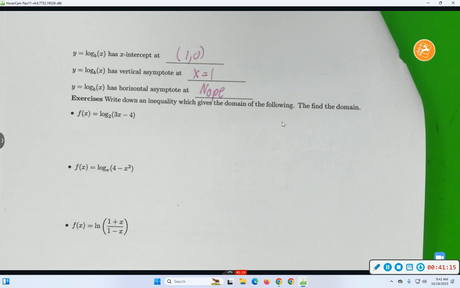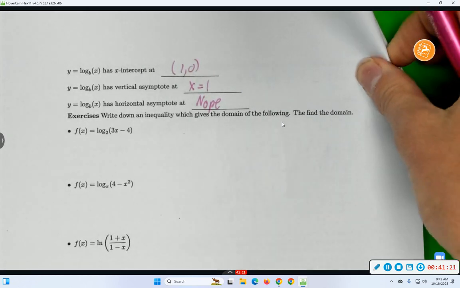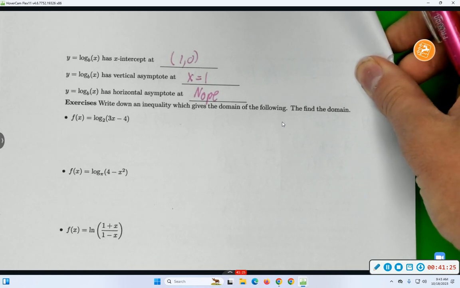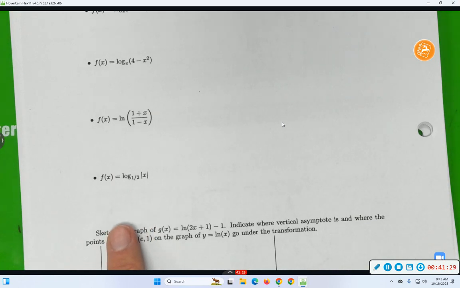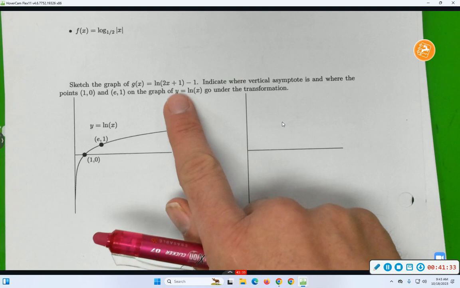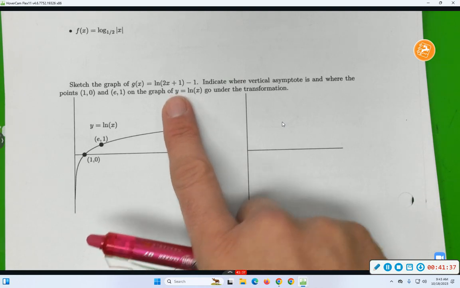All right, so I have 8 minutes left. My goal for the remaining 8 minutes is fairly explicit. I want to talk about finding domains of things involving logs. And I want to talk about graphing by transformations. Both of those I think are pretty attainable in the time.